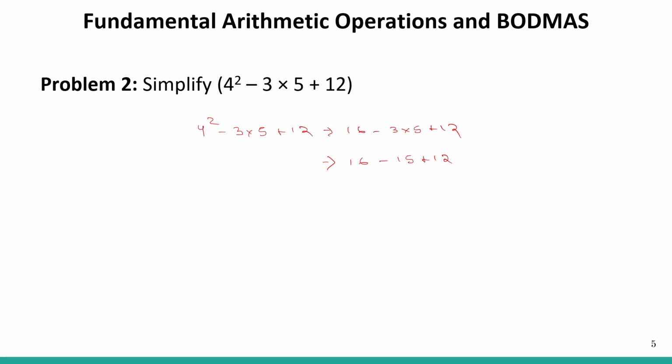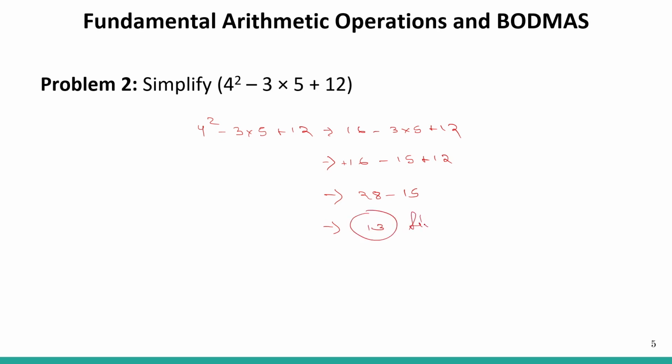Then we look for additions, and we add them together, that is 16 plus 12, which is equal to 28. Then minus 15. Then we look for the subtraction symbol. Yes, so we subtract, and what we are left with is 13.